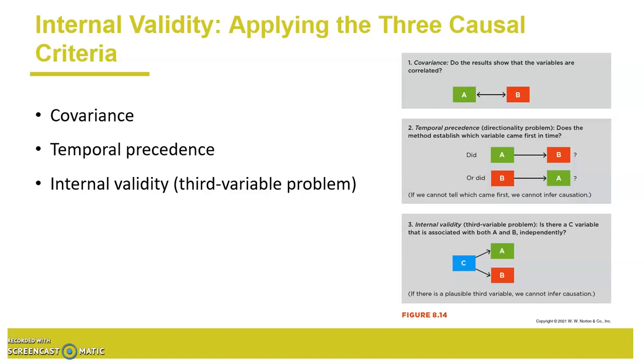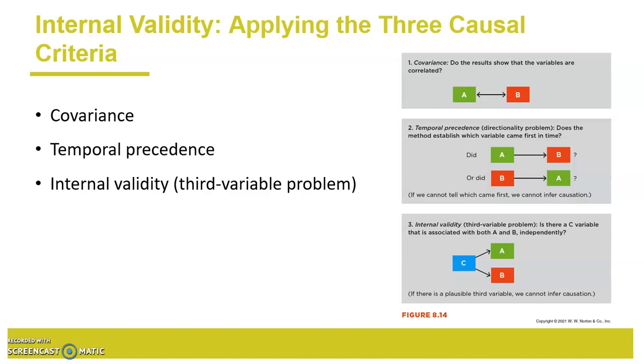Internal validity, there are these three criteria for establishing a causal claim. Okay, one is covariance. Now, you can find covariance all day long with correlational studies. That's what they're all about, but that's only one of the three. So if you have that, it doesn't mean it's a causal claim.